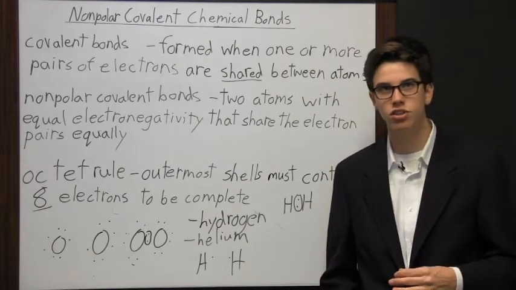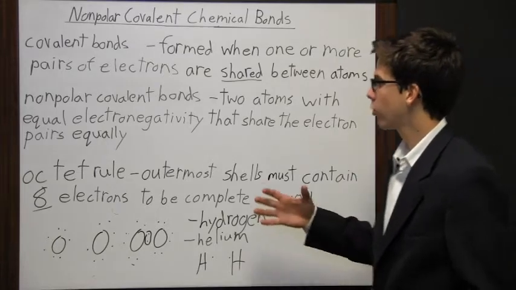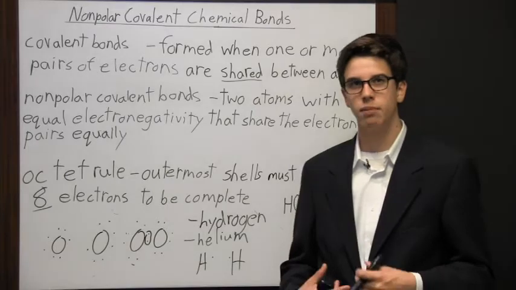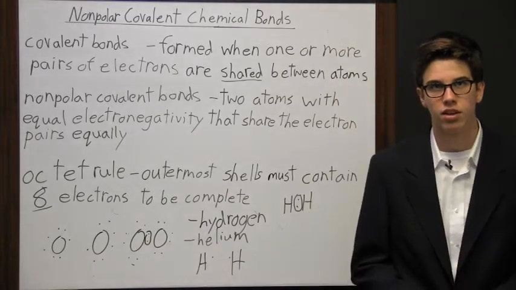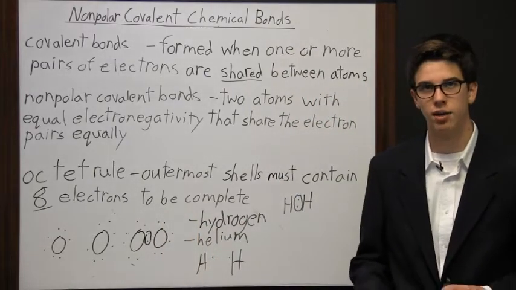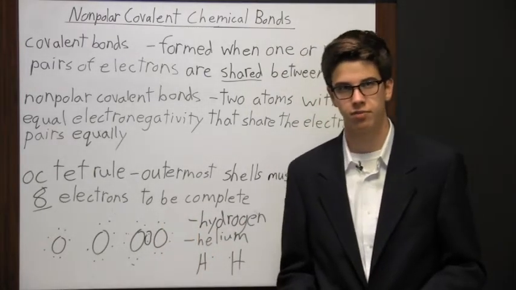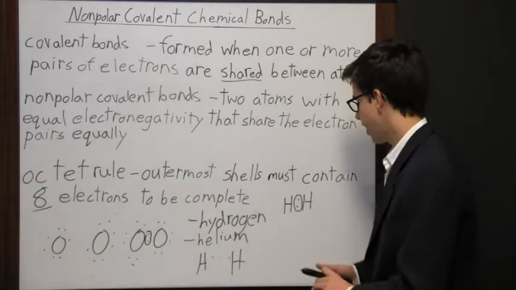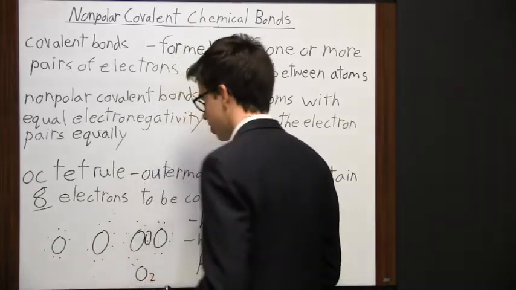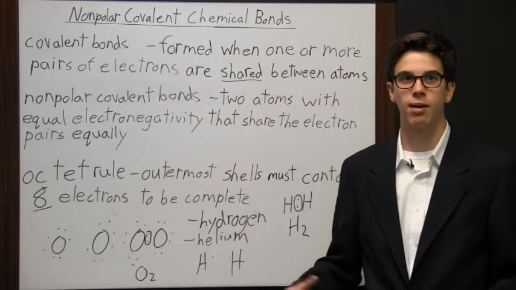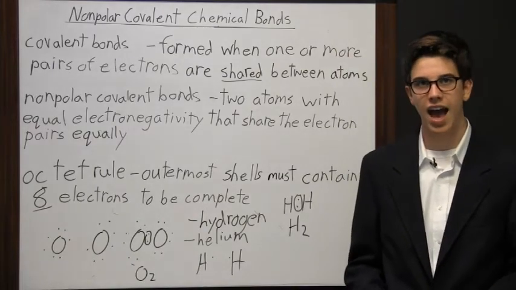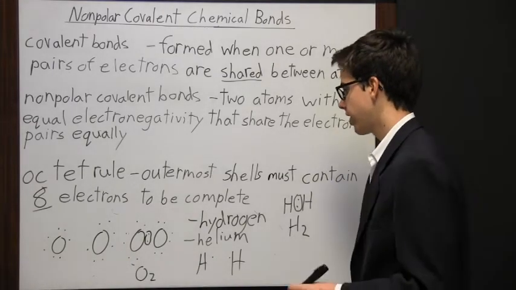Okay? And so the way nonpolar covalent bonds usually come about is when 2 nonmetals chemically bond together. And so what these atoms are trying to do is have a complete outer shell of 8 electrons. What we have here now is 2 hydrogen atoms, and over here we have 2 oxygen atoms. So we have diatomic hydrogen and diatomic oxygen. And these are exhibiting nonpolar bonds because the atoms have equal electronegativities.